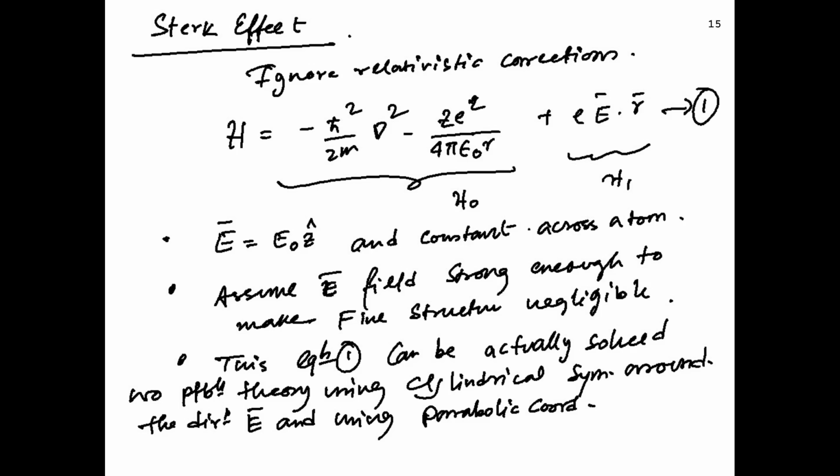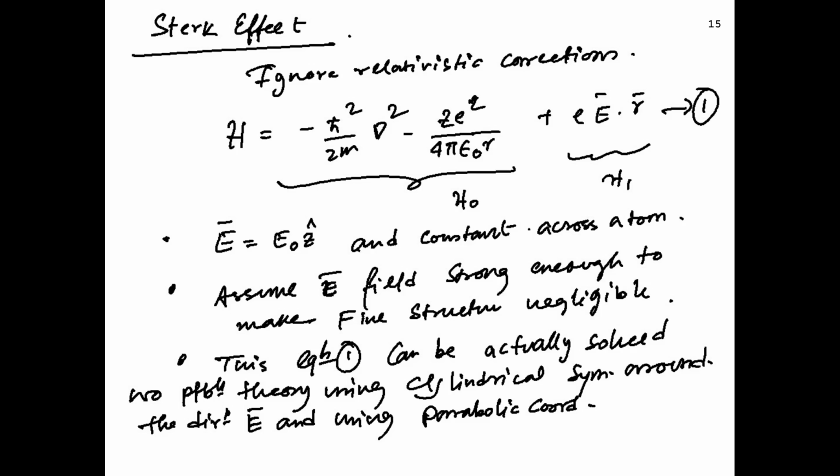So now let's go to the Stark effect. For the time being, let's ignore the relativistic correction, which I'll come back to later. If I ignore that, I have the H naught, which is the simple hydrogen atom potential, with Z equal to 1, and I put in an external electric field E, which will have the effect E dot R, where R is the position of the electron in the atom. That is how it will act on the atom.